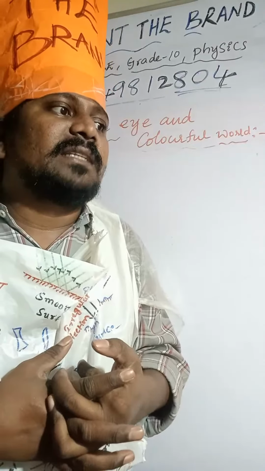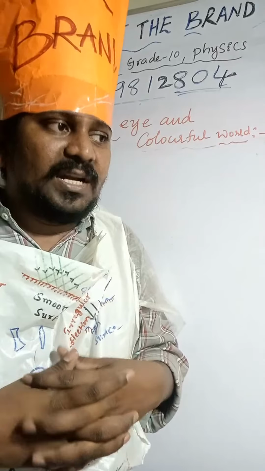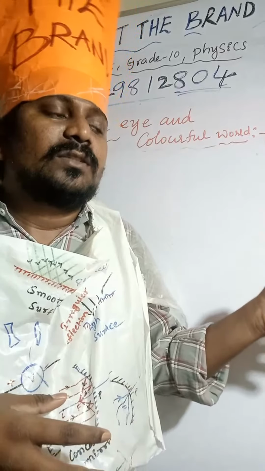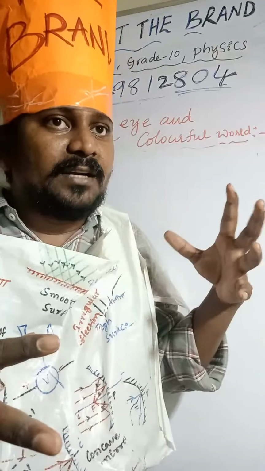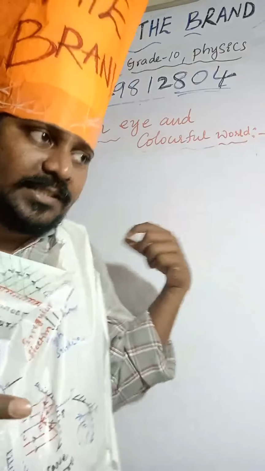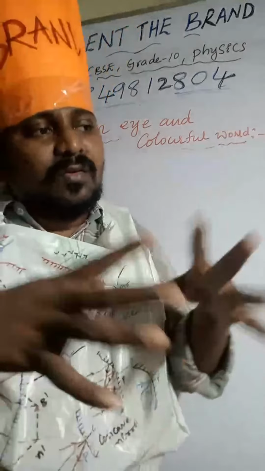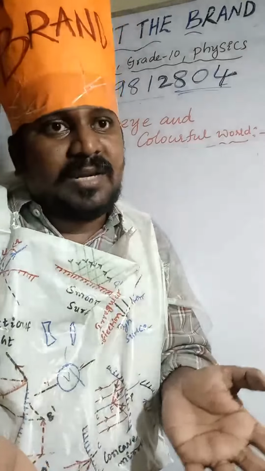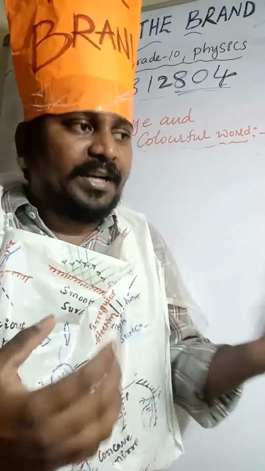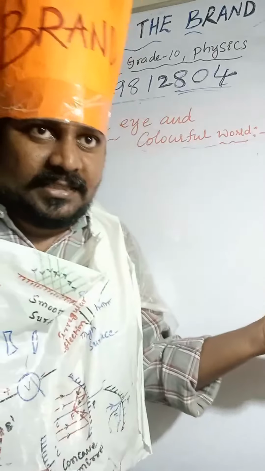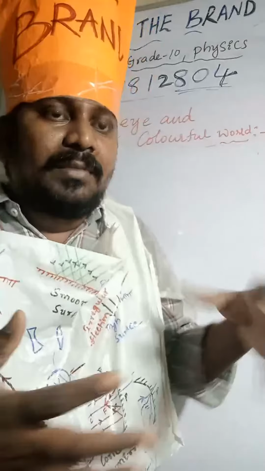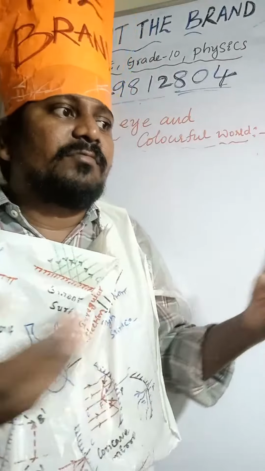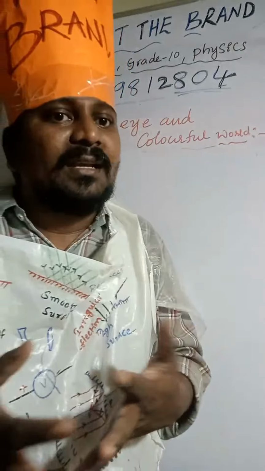And why do planets not twinkle? Why do stars twinkle? Planets are extended sources, so in one place it will be bright, in one place it will be dark. Then the overall effect will be nullified. Stars are point sources. In one place it will be dark, in one place it will be bright. Because of that reason, the total effect will be nullified. We are not able to see planets twinkling.